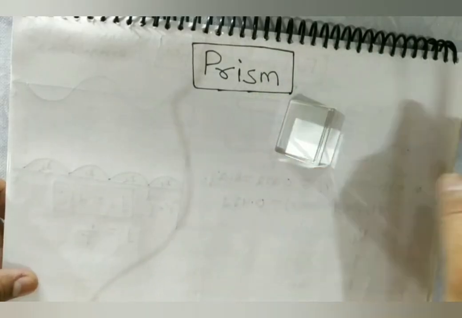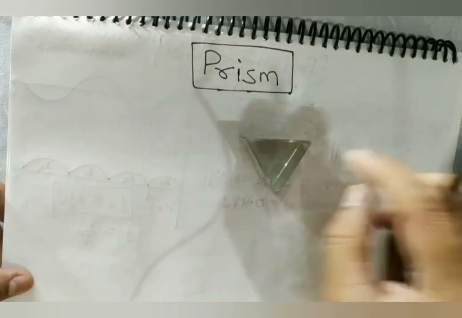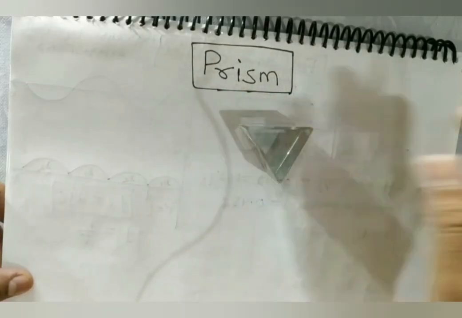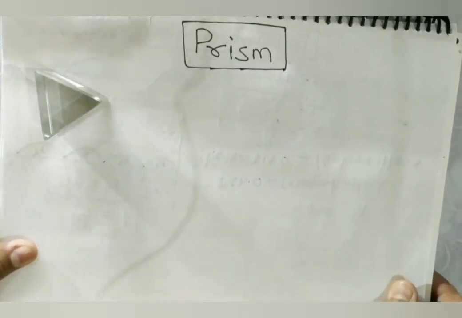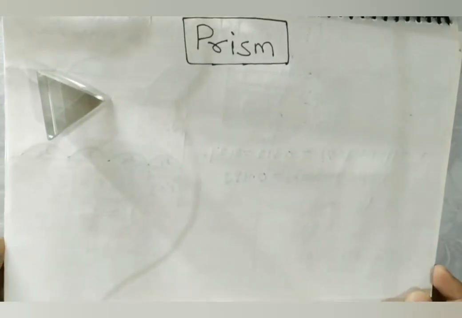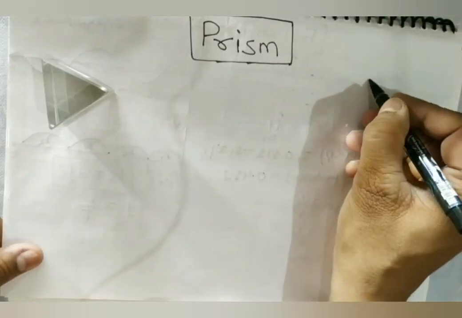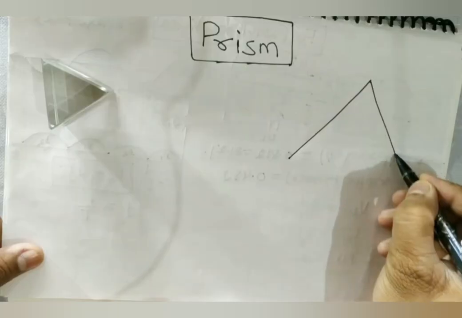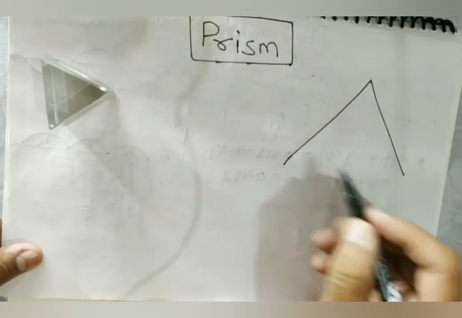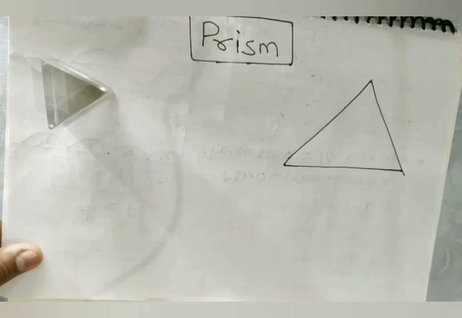From this prism we will do an experiment in our lab for minimum deviation. Now you are going to derive the formula for minimum deviation. Let us see. It is a prism. I am making the diagram by hand, so you have to manage.